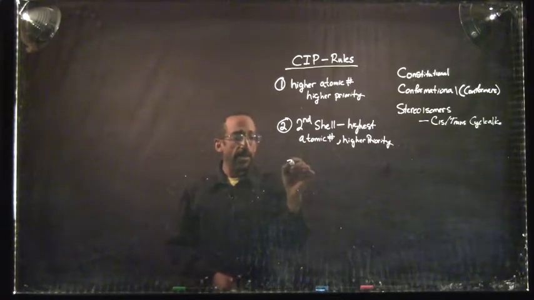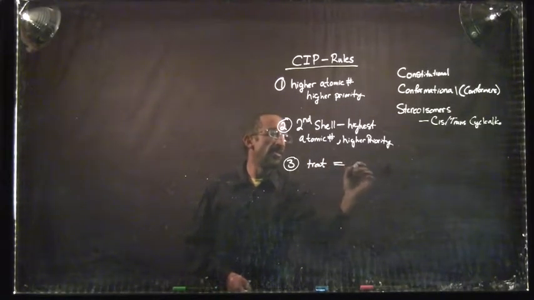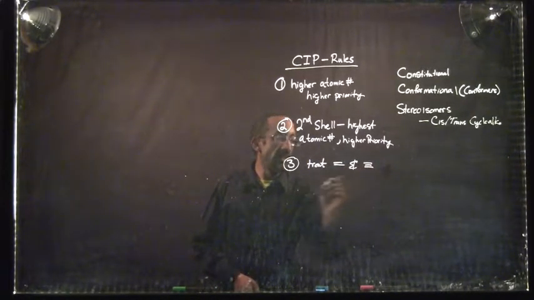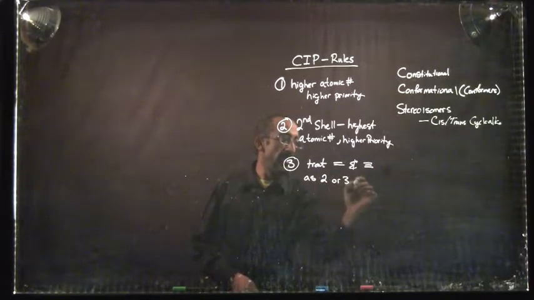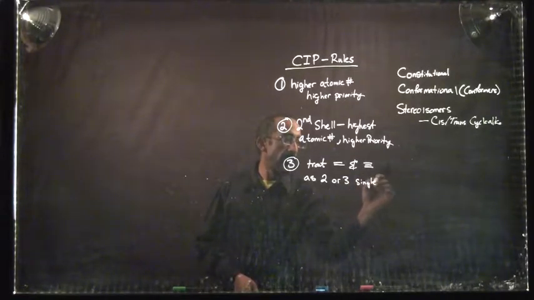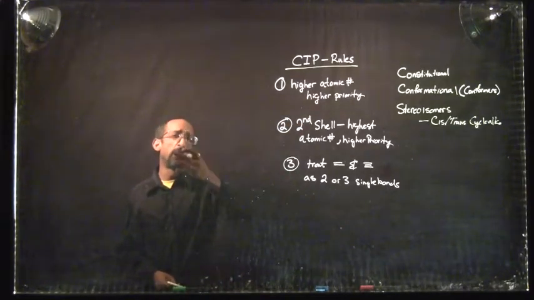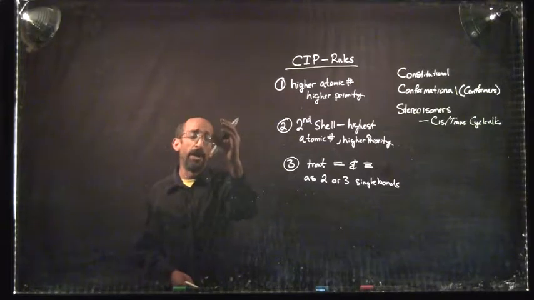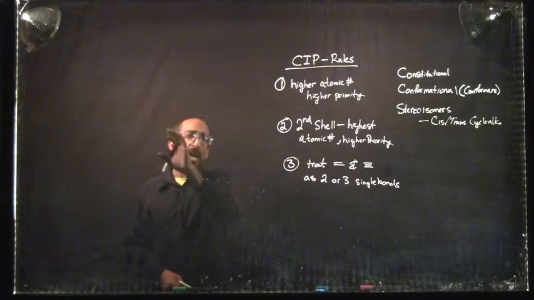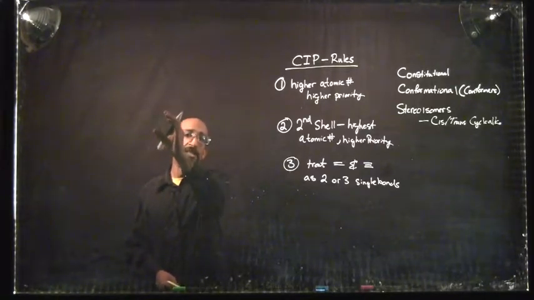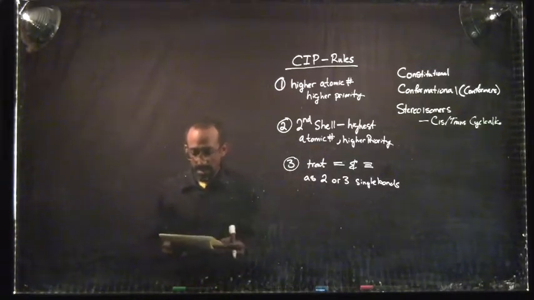Rule number 3. Treat double bonds and triple bonds as 2 or 3 single bonds. So if I have a carbon double bonded to an oxygen, carbon is that first atom off of the alkene, and then my double bonded oxygen is the second atom off of that alkene. I would say that that carbon is actually single bonded to 2 oxygens. And don't worry, we're going to go through examples where we apply these rules.